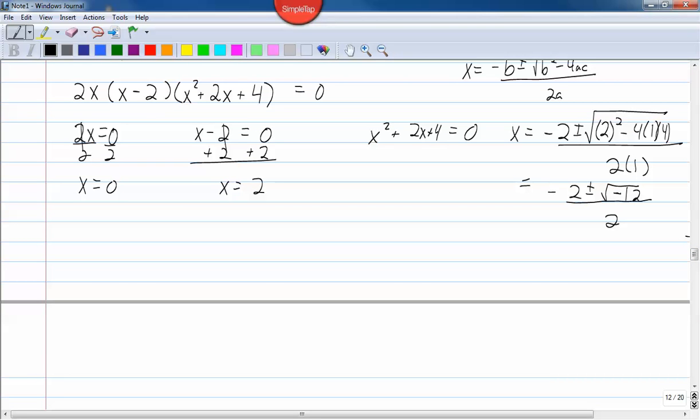Now simplify the square root of negative 12. That's going to be plus or minus i times the square root of 12. What's the square root of 12 simplify to? The square root of 4 times the square root of 3, or 2 square roots of 3. So that's 2i square roots of 3. Again, the i comes from the negative under the radical. The square root of 12 is the square root of 4 times the square root of 3, and the square root of 4 is 2.